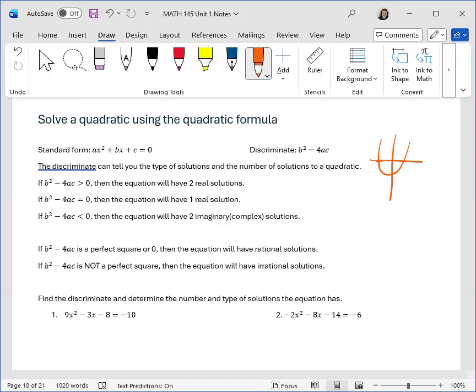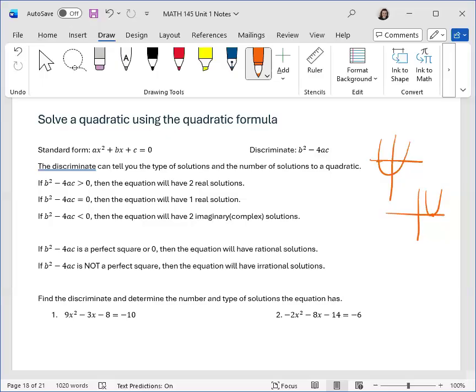If the discriminant is equal to 0, then we're only going to get one real solution, which means that the vertex of the parabola is just going to hit in one spot. So we're not going to get 2 points of intersection on that x-axis. We're just going to get one. Okay, so that's if the discriminant equals 0.